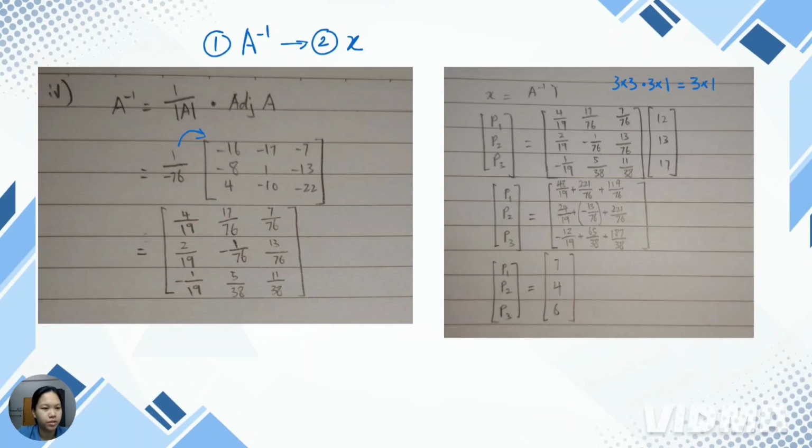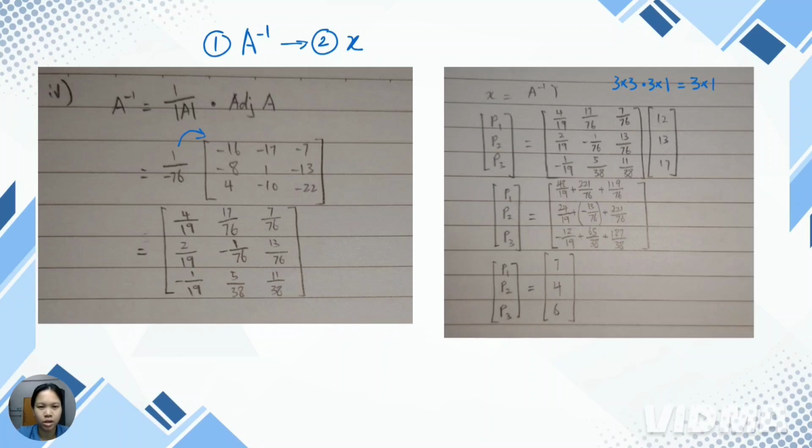Next, for Roman 4, we need to solve for the vector of equivalent prices. Here we go through 2 steps. First, find the inverse matrix, and then we get X. To get the inverse matrix, A inverse is 1 over the determinant of A times the adjoint of A. Negative 1 over 76 will multiply the whole matrix, and the final answer for the inverse matrix is a 3 by 3 matrix.